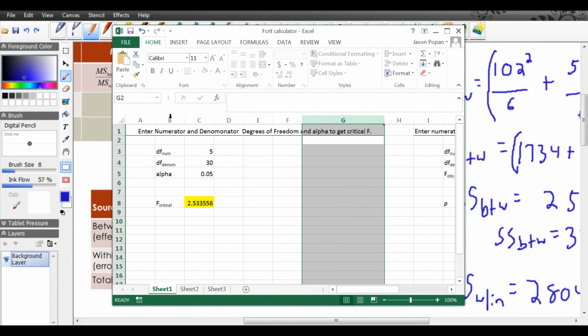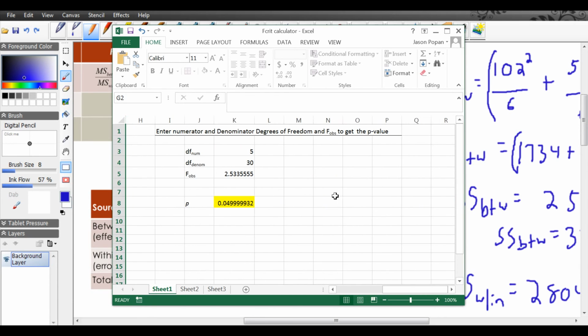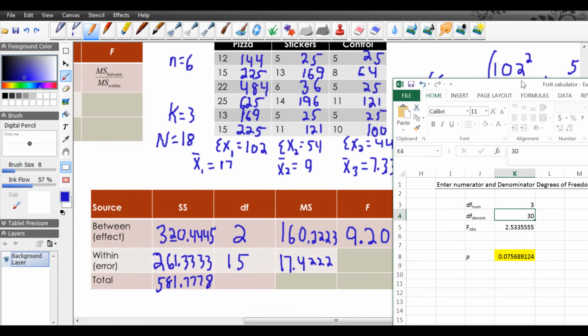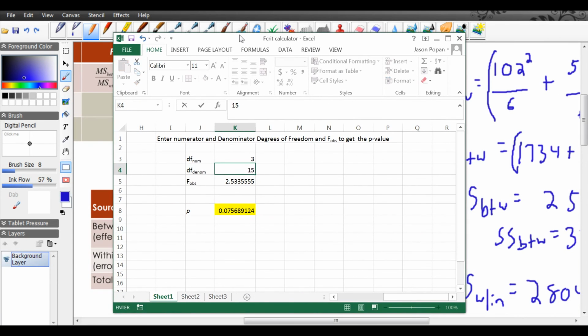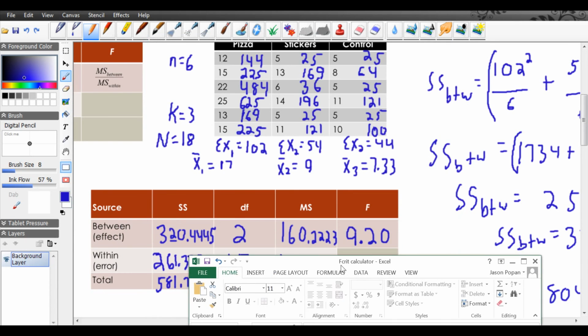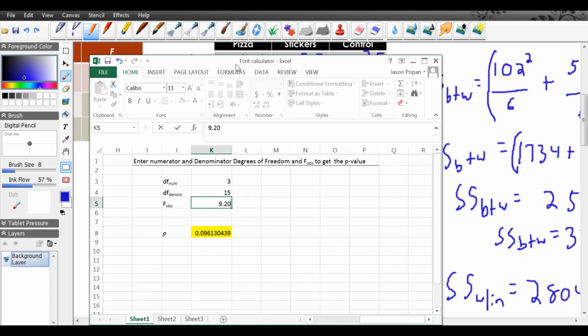Alright, so here we have the calculator which you can access on Blackboard. We're going to go ahead and enter in the degrees of freedom. So the degrees of freedom numerator was 3, denominator was, it 15? Yeah, 15. And our F observed was 9.20, which gives us a very small p-value of 0.001.